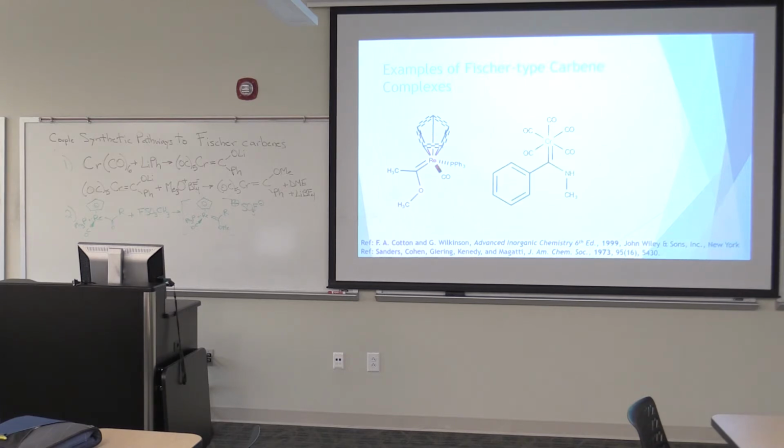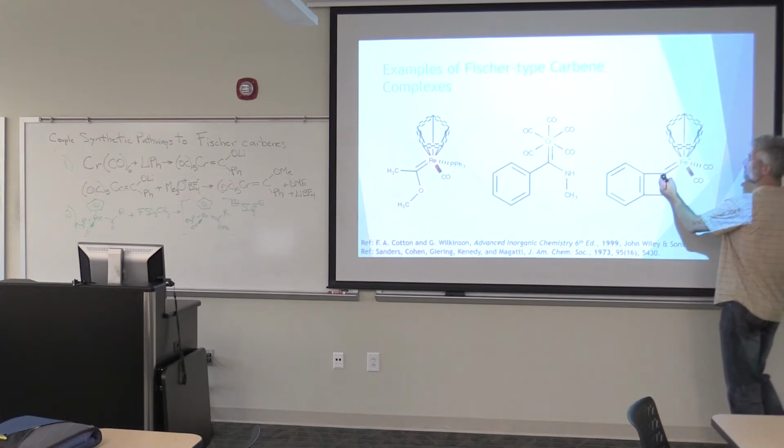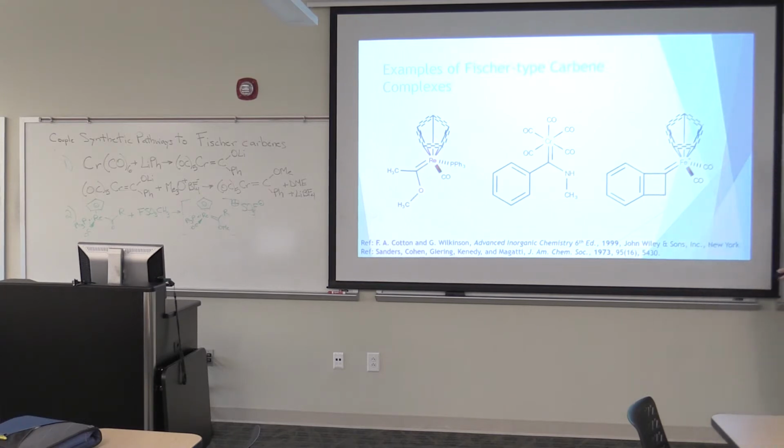Another one is chromium carbonyl, where we have a carbene. In this case, the heteroatom is nitrogen. And in the last case, we have iron. This one's a little bit strange with regard to the carbene. We don't have a heteroatom. This is actually a carbene off into a strained ring, so kind of strange. But those are all examples of Fischer types.